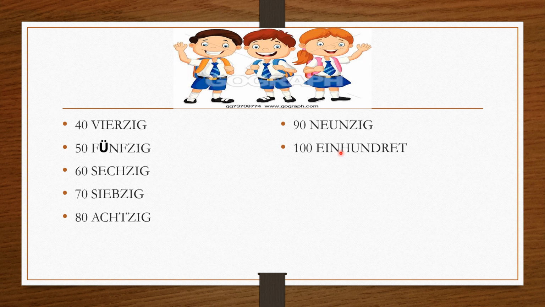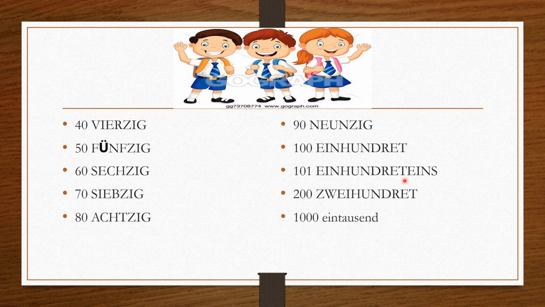But after 100 we will write in the same way as in English, like 101, then 102, 103, 104, then we have 200, 300, 400, and at last we have 1000. You have to write all these numbers in small letters in this way only.